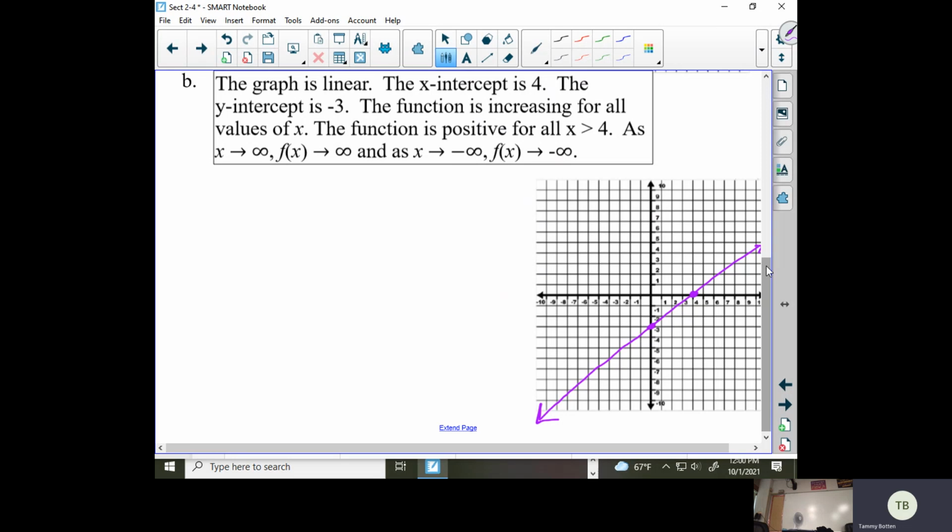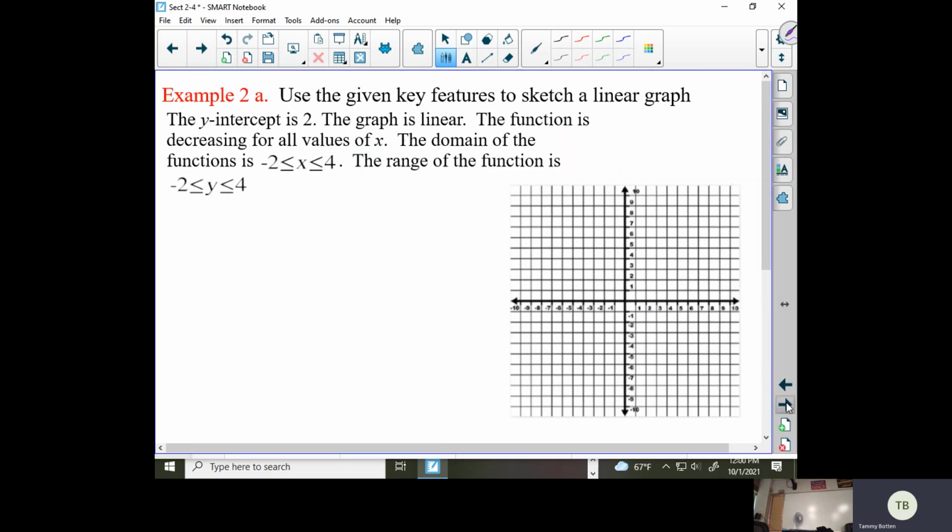And as x approaches infinity, notice our graph is getting bigger and bigger, so that approaches infinity. As x approaches negative infinity, notice our graph is getting smaller and smaller, so that approaches negative infinity. Okay? All right, so now let's look at this one.